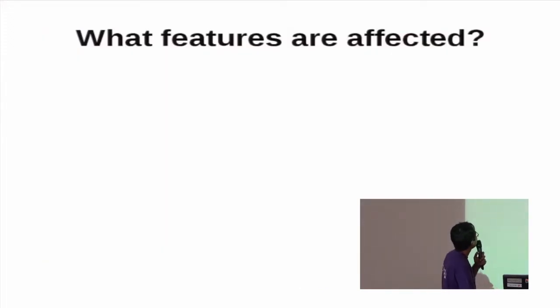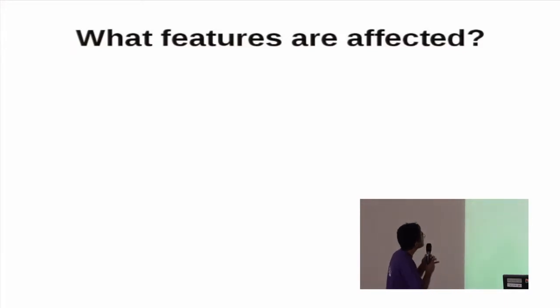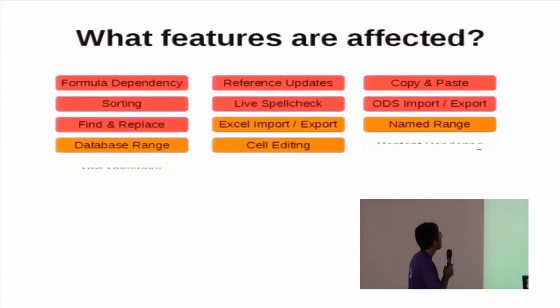And what features were affected? The most affected areas were formula dependency tracking, reference updates, copy and paste, and sorting was also affected. Live space check was one of the first ones affected. I think this was one of the first bug reports that came in after the core refactoring. Of course, ODS import export was affected mostly in terms of performance. After the refactoring, the import became extremely slow. So we had to change things slightly to retain reasonable performance.